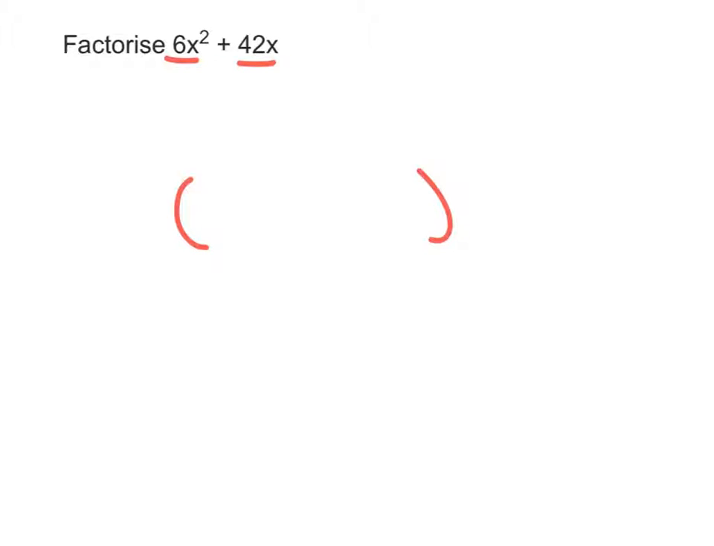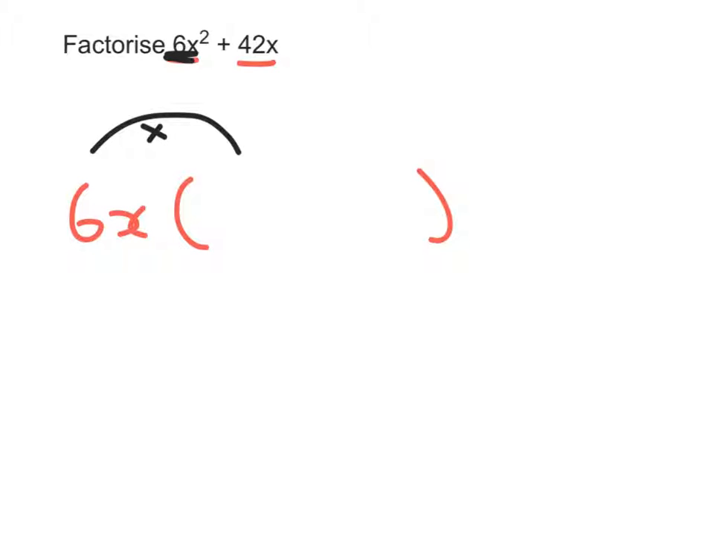The highest common factor of both terms goes on the outside. So the highest common factor of 6x squared and 42x is 6, because both go into 6 and 42, and also x, because there's an x in both. So what do you times by 6x, okay, to get 6x squared?